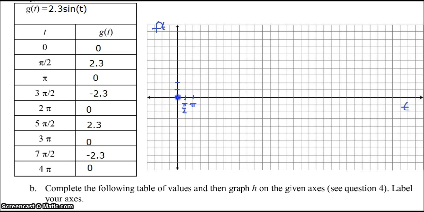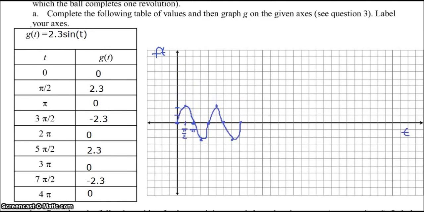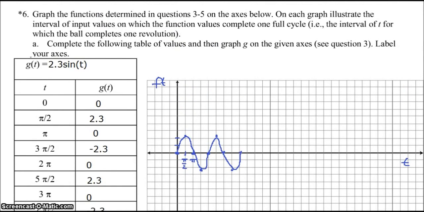So we start at 0, and then at pi over 2 the height is 2.3. At pi the height is 0. Then we're at negative 2.3. Then at 0. Then at 2.3. Then at 0. Then at negative 2.3. Then at 0. And so our function looks like this. I totally should have made a smaller scale so that I'd have a larger graph. So we wanted to label the axes, but we needed to do something else.